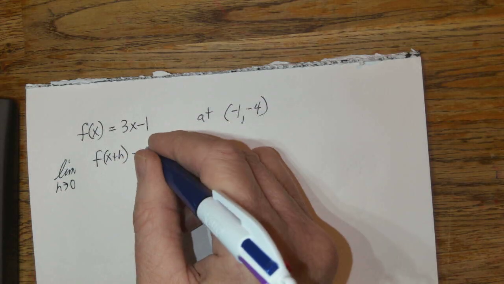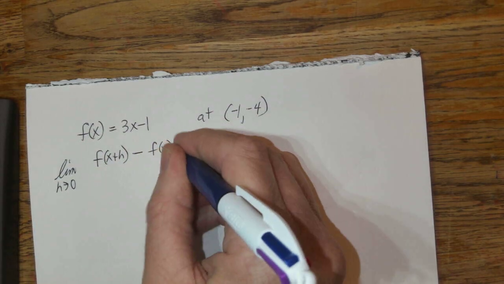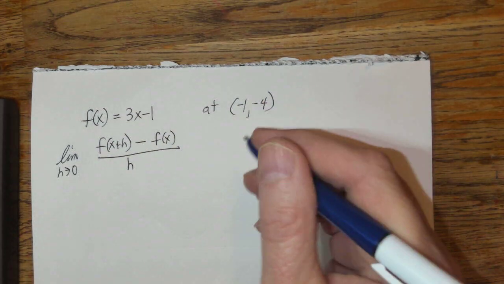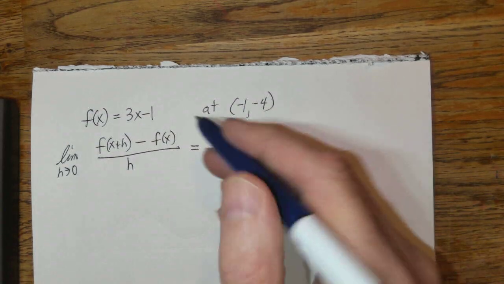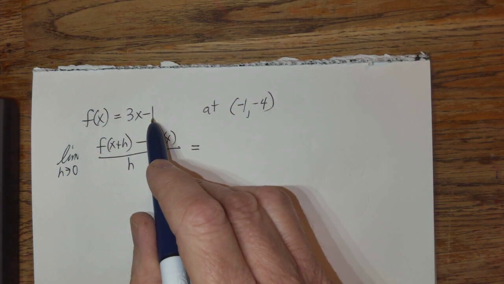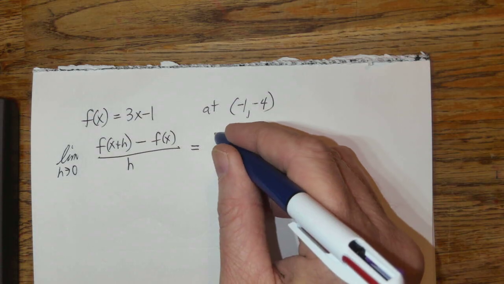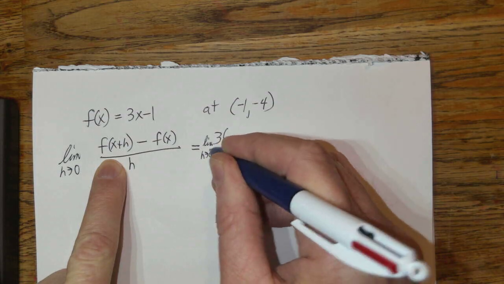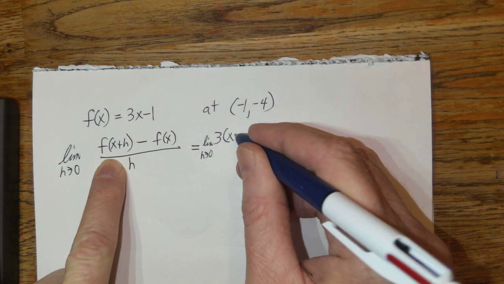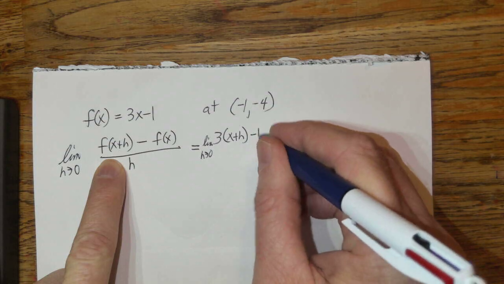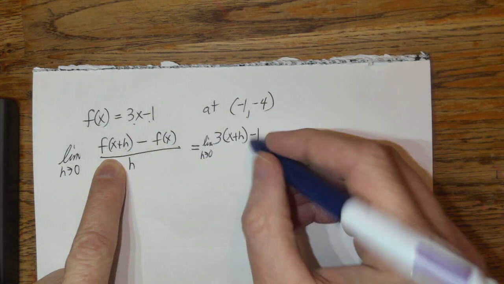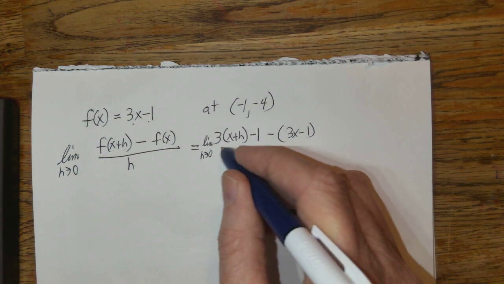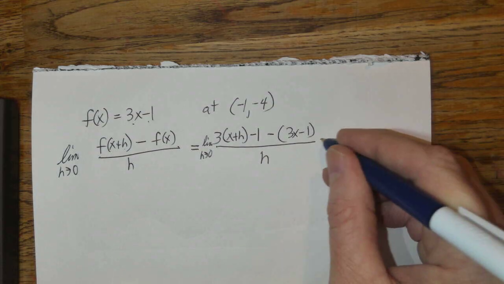F of x plus h minus f of x, this is like the y2 minus the y1 over x2 minus x1, which is just plain old h. And f of x is 3x minus 1. So we're going to take this part, I'm going to write the limit in here before I forget. 3 times x plus h minus 1, minus 3x minus 1, that's what f of x is equal to, over h.